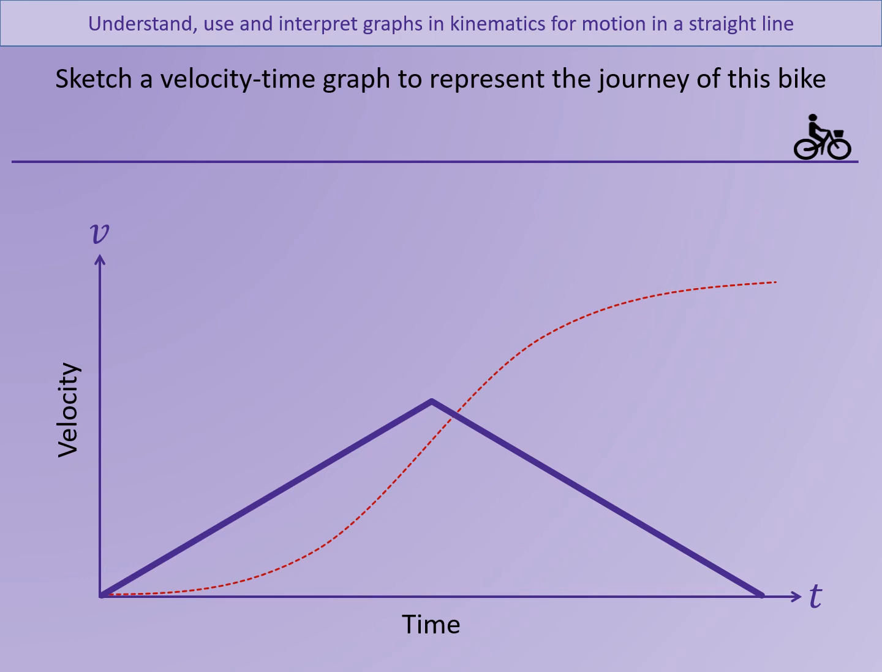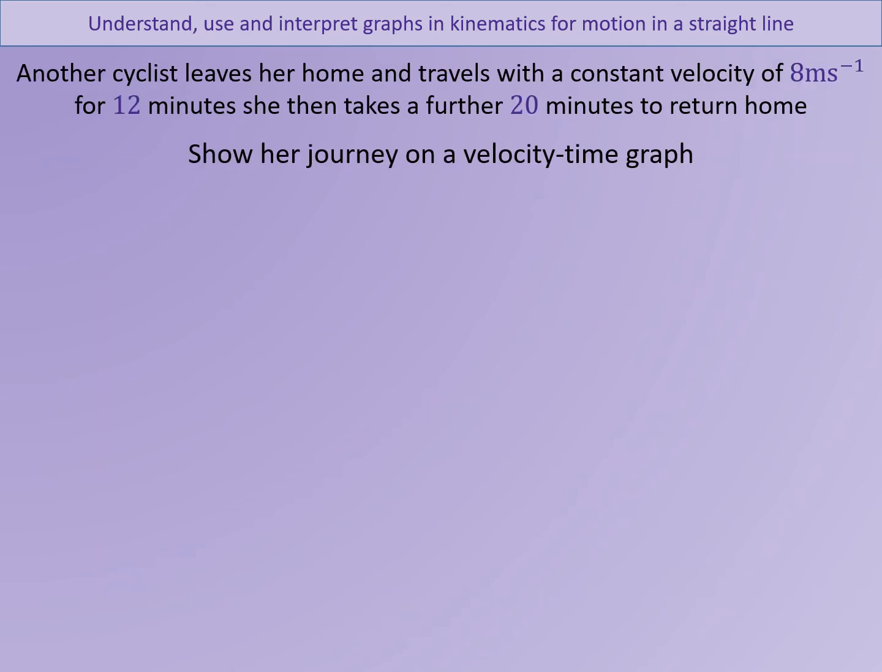Here is the displacement time graph for the same journey. We're now going to consider a situation where a cyclist leaves home, travels with a constant velocity of 8 meters per second for 12 minutes, and then travels home again for a further 20 minutes. We're going to show this information on a velocity time graph. You might want to pause the slide here and try to draw the graph yourself first.